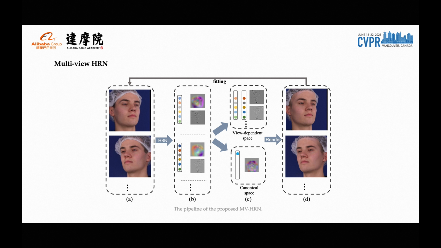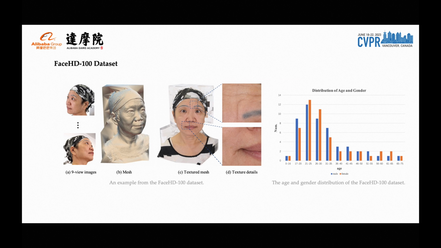To boost the research of face reconstruction from sparse view images, we introduce a high-quality 3D face dataset, FaceHD-100, which consists of 2,000 high-definition 3D meshes and corresponding multi-view images from 100 subjects. The figures below show an example and the statistics of the FaceHD-100 dataset.